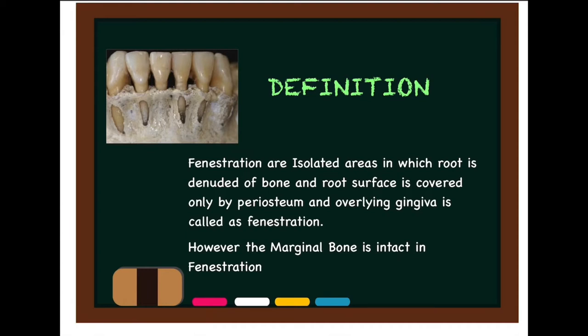As we know that the alveolar bone basically forms a socket into which our tooth is placed. Now in this condition, as it is a bone defect, there is loss of the bone itself and only a layer of periosteum, which is the outermost covering of the bone, and the overlying soft tissue, that is the gingiva, is present covering the root of the tooth. Such a defect is known as fenestration. The important point to note here is that the marginal bone remains intact in fenestration.